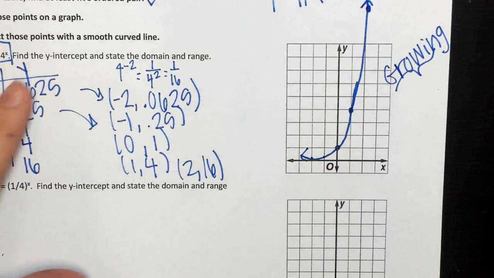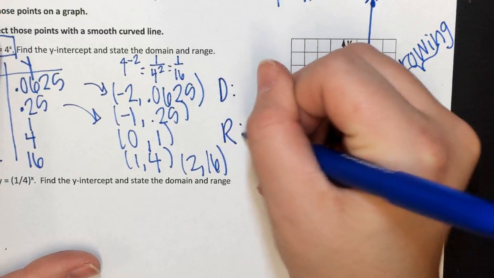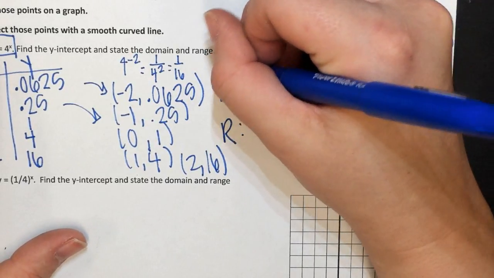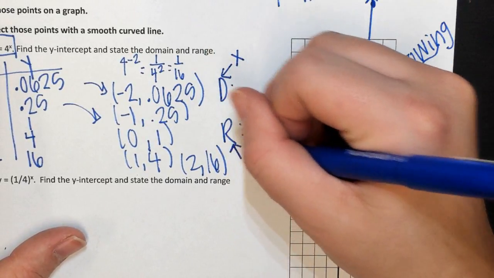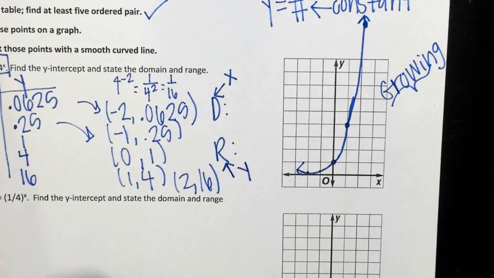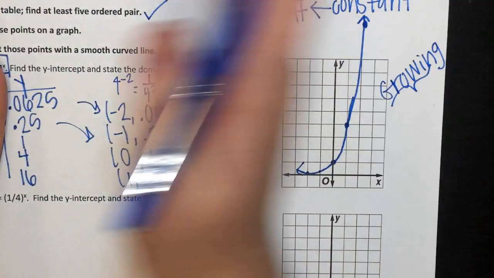Now there's one more thing we need to do. We need to talk about the domain and the range of this graph. Domain is always the what? Range is always the. So domain goes side to side. It's like a laser going side to side.